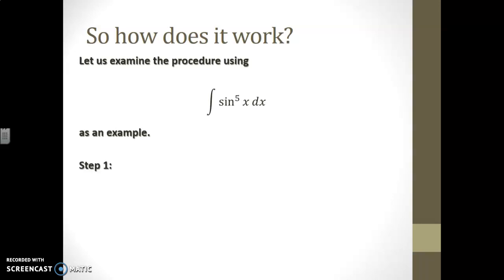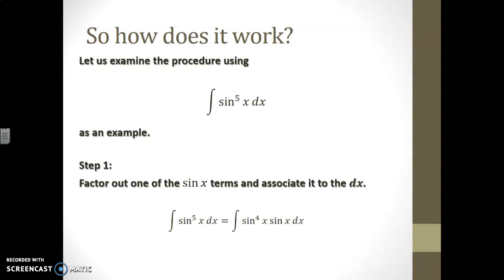In step 1, we're going to pull out one of the sine x terms and associate it to the dx. We hope for this to eventually be a du. In our example, that means leaving sine to the power 4 behind, and sine of x is joined to the dx.